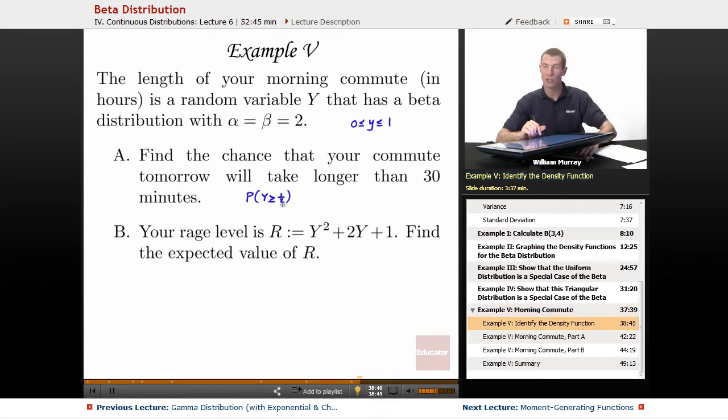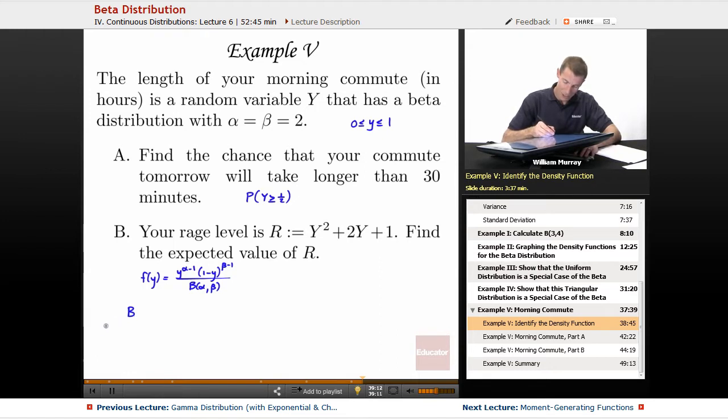The first thing I'm going to do is try to identify the density function for this distribution. So we've got f of y. The generic density function for the beta distribution is y to the alpha minus 1, 1 minus y to the beta minus 1, divided by B of alpha beta. Let me go ahead and find the value of that constant, B of alpha beta.